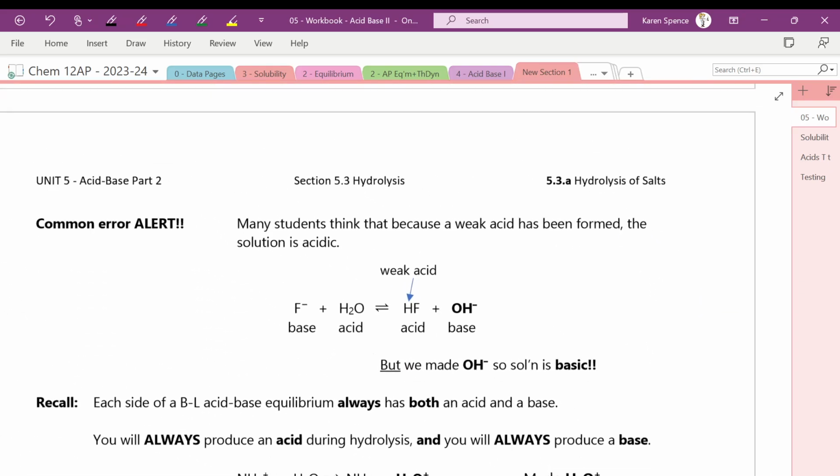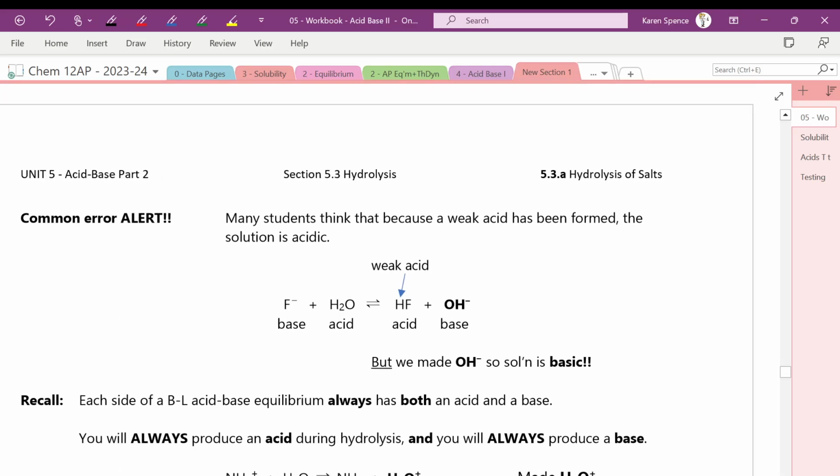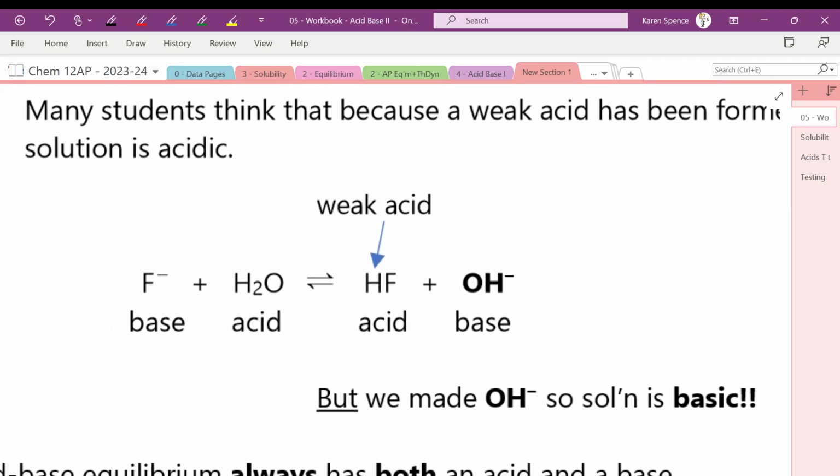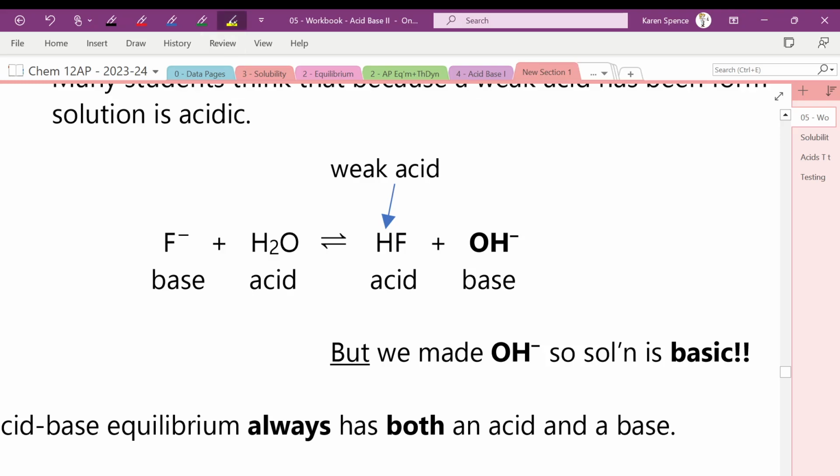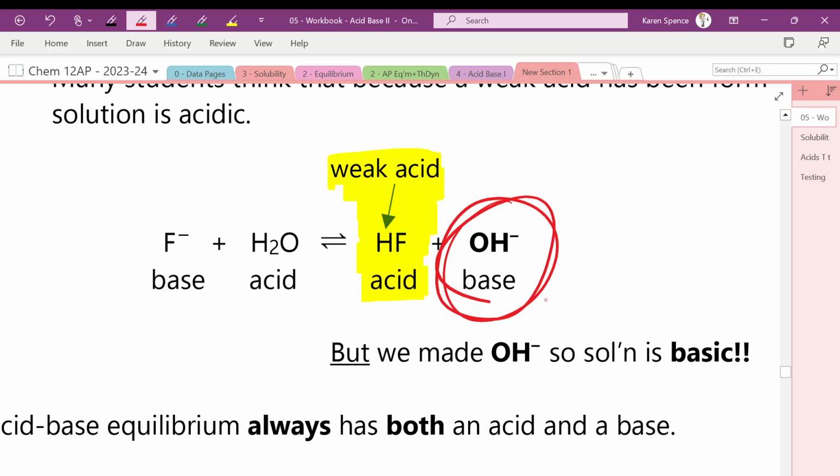Common error alert. I'm hoping that you guys are never going to do this. Many students get excited when they see something like this and they say, look, I took my F- ion and what did I make? I made a weak acid, therefore my solution is acidic. Oh no. That is so wrong. We have made OH minus, so our solution is basic.